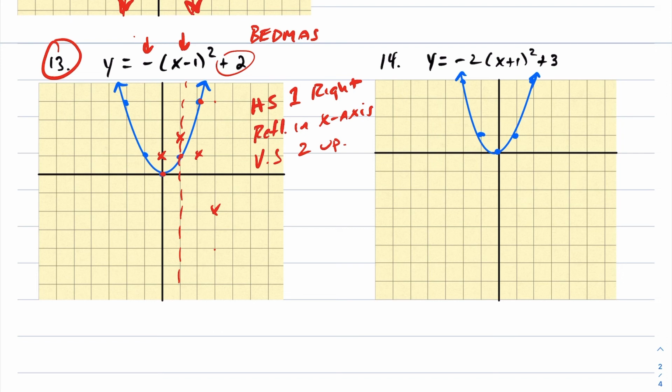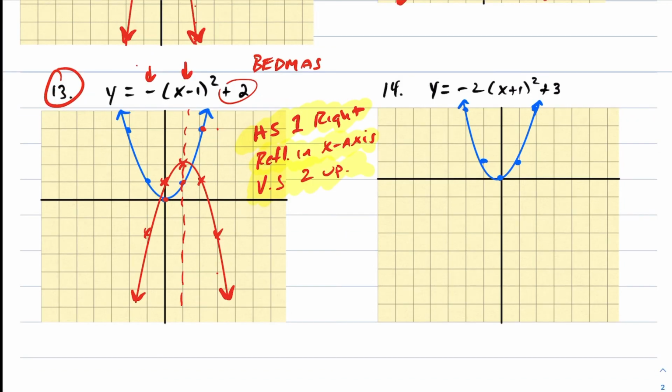So they're one distance of 1 away. This is a distance of 2 away. So we're going to be right there. Connecting this up, we have our new quadratic here. Notice it's reflected in the x-axis. We have a shift 1 unit to the right, and then a vertical shift 2 units up.